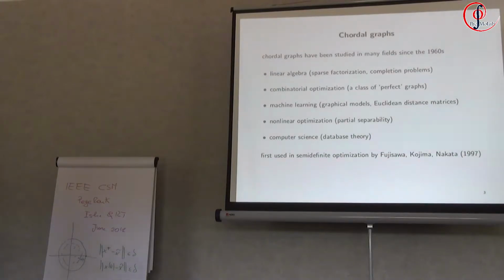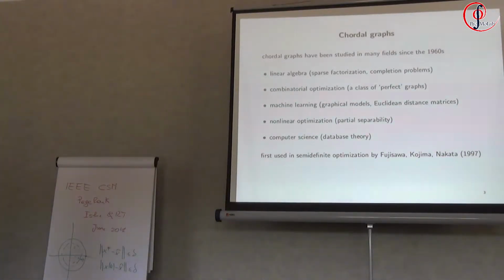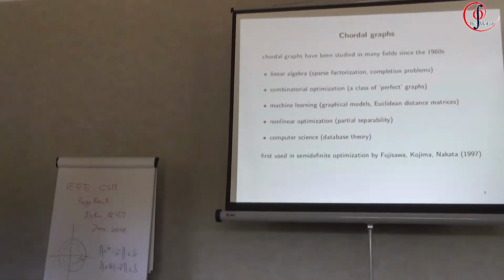In machine learning, they are also known as decomposable graphs, and they appear in graphical models, contingency tables, and Euclidean distance matrices. In nonlinear optimization, they've been studied in connection with partial separability. There are problems in computer science and databases that give rise to chordal graphs, and they were first used in semidefinite optimization methods around 1970.